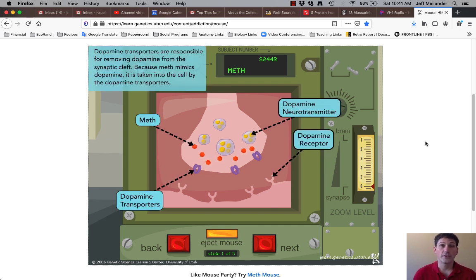Okay, great. So first thing, we're talking about dopamine neurotransmitters. We can see we've got dopamine receptors down here in our postsynaptic neuron. And we have our dopamine transporters here. So they're going to be bringing dopamine back in, but what we saw was that meth mimics dopamine, so it's brought in by those transporters.